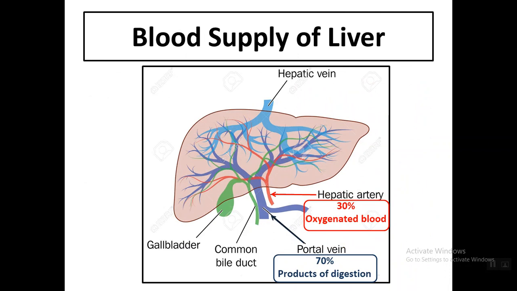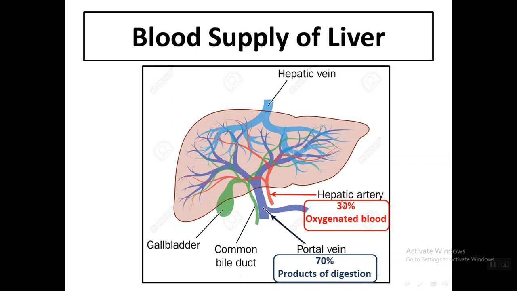Blood supply of the liver is an important subject. Why? Because the liver has a rich blood supply. It has two sources of blood supply. One, the oxygenated blood, is from the hepatic artery, about 30%. Another source of blood is from the portal vein, which is about 70%.